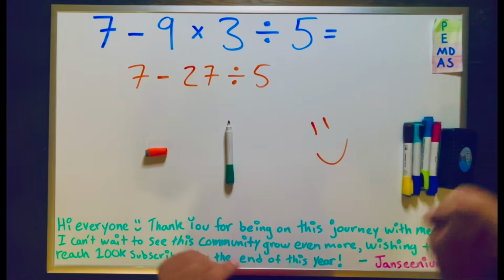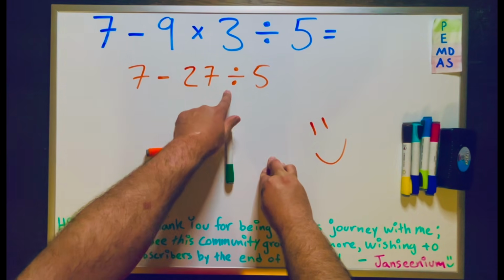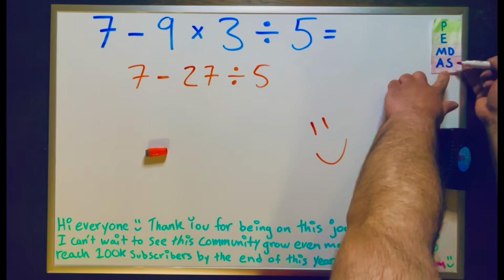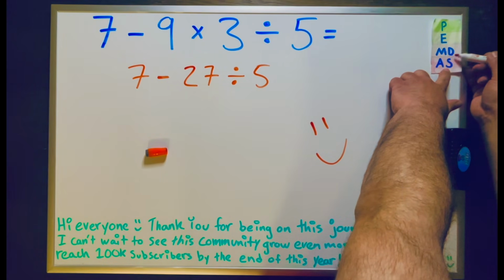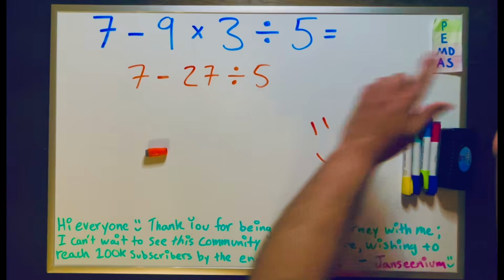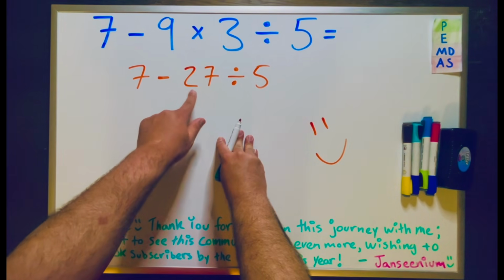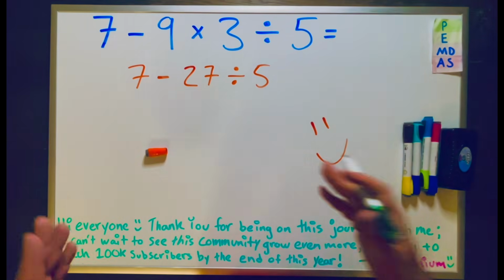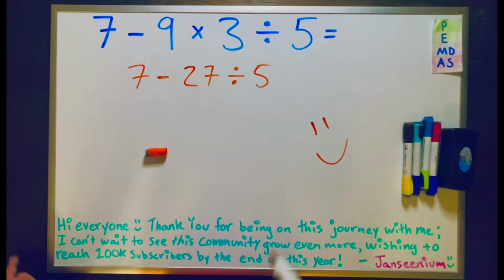So let's do that. So the division will go first, not subtraction. Do you see that? Division is here, subtraction is below the MD. So that's the lowest level. We don't start with 7 minus 27. We start with 27 divided by 5. So what is 27 divided by 5?